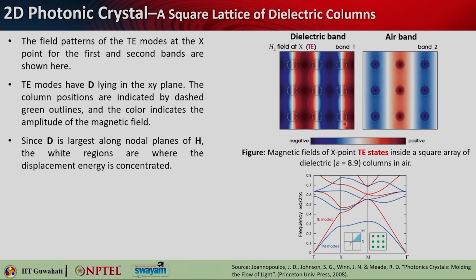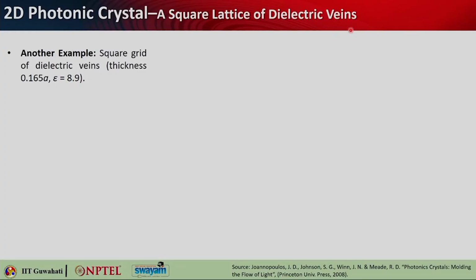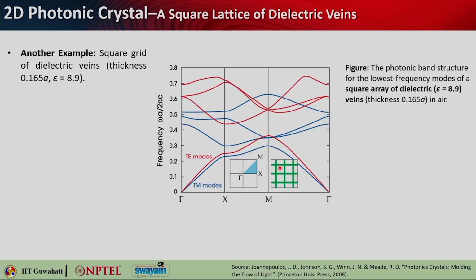So, we understood that a square lattice of dielectric columns can give us a TM band gap, but not a TE band gap. But we understood how the modes look and what the important points like gamma, X, M are in those cases. Now, let us look into another example, which is a square lattice of dielectric vanes. Let us show the figure. This is like a grid, a mesh grid or something like this. This is basically a dielectric vane.